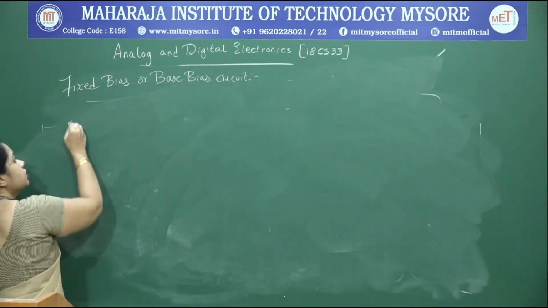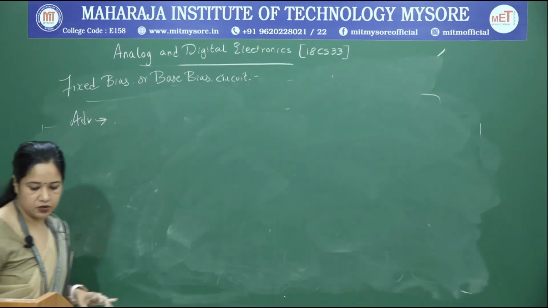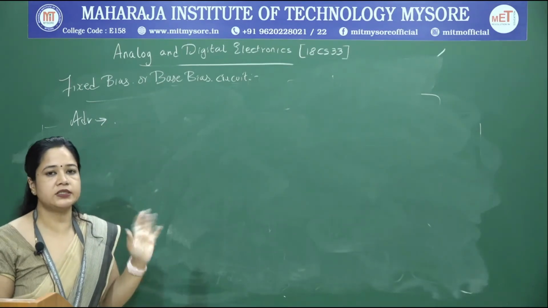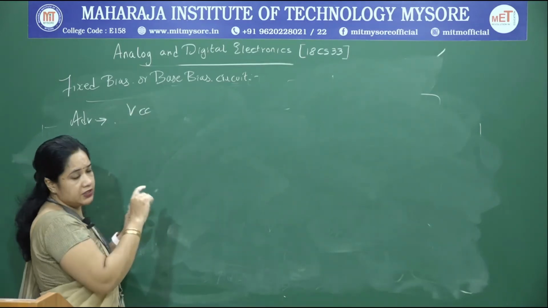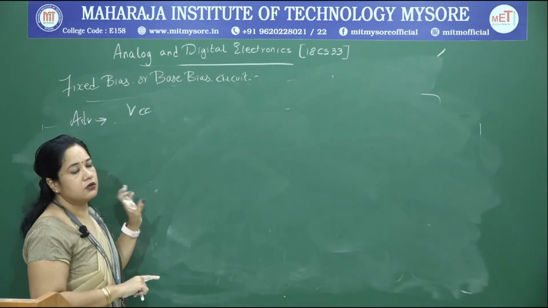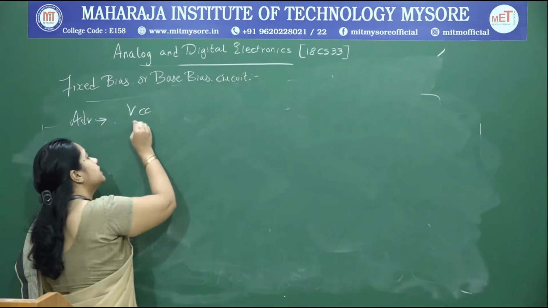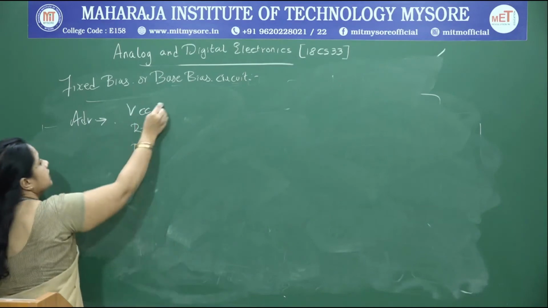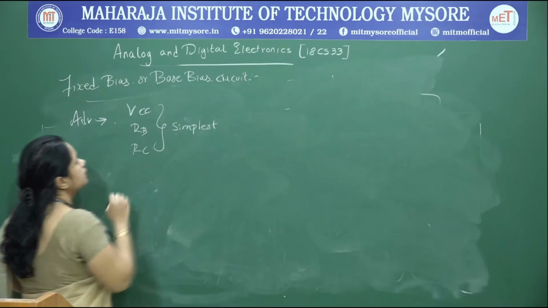Coming to the advantages of fixed bias circuit, the main advantage is it is very simple. Of all the biasing circuits, fixed biasing circuit happens to be the simplest, because it involves only a single power supply VCC. A single power supply is the main thing required for all the biasing circuits. Along with VCC, it requires only two components, RB and RC. So, this is simplest. That happens to be the greatest advantage of your fixed bias.